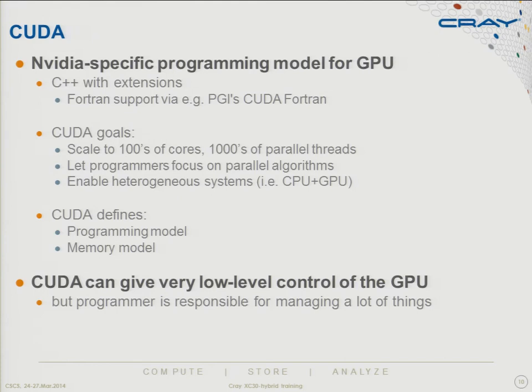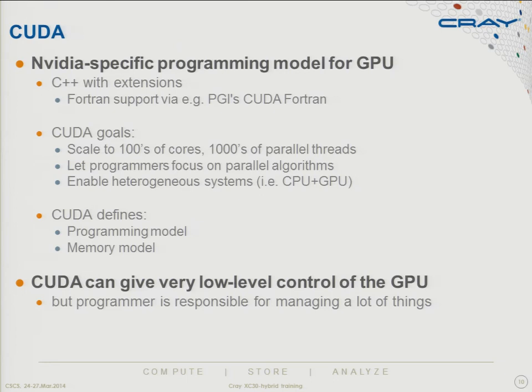So CUDA is the programming model that Nvidia supply for programming the GPU. And all of these concepts are very obvious in the programming model. The programming model is very mapped onto the hardware and how it's going to execute, and it's all made very obvious. It's basically C++ with extensions. PGI do a CUDA Fortran, which is an extension to Fortran that provides the same functionality.